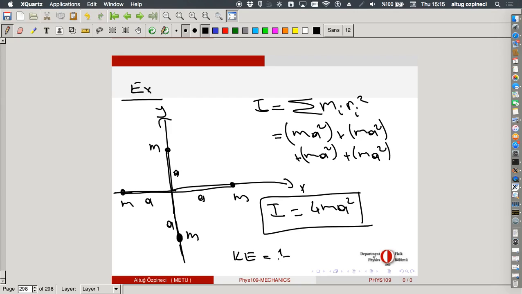Kinetic energy would be 1/2 (4ma²) ω². Now, to calculate the kinetic energy of a rigid body, you don't have to calculate the kinetic energies of each one of the masses making up your system and sum them up. Once you determine the moment of inertia, you can just calculate 1/2 times the moment of inertia times ω². In a sense, it is a shortcut to calculate the kinetic energy.